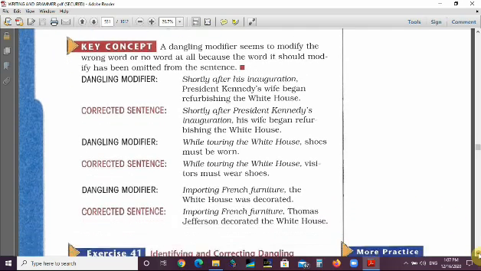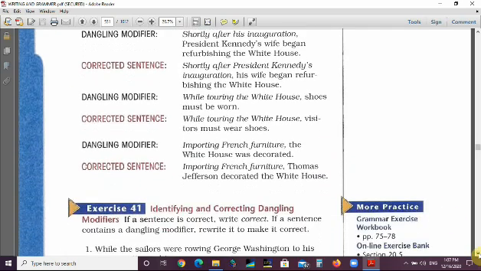Okay, another example of a dangling modifier. While touring the White House, shoes must be worn. Here we understand that the shoes are touring the White House, and during this they must be worn. It should be corrected this way: While touring the White House, visitors must wear shoes.